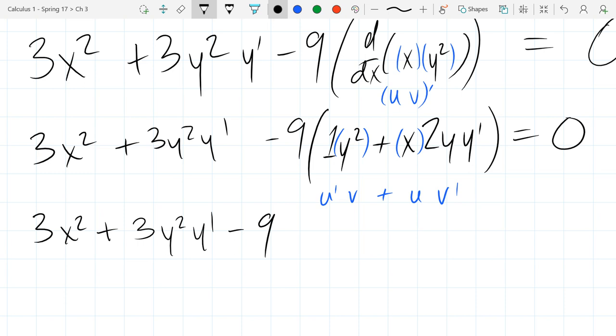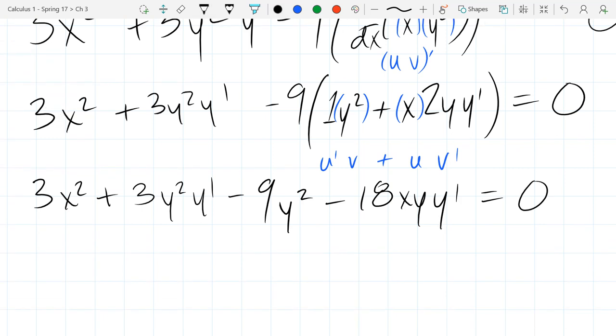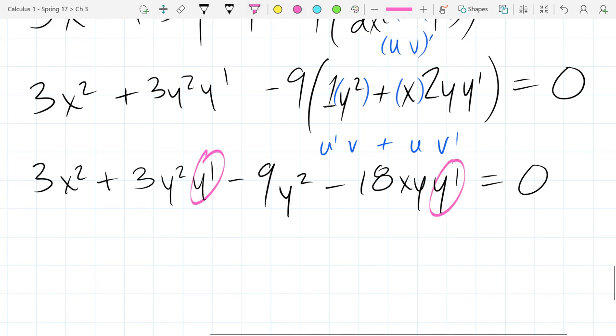So we have minus 9y squared minus 18xy y prime equals 0. So all I did was order my terms a little more nicely and distribute my negative 9. So I circled what I'm trying to solve for.